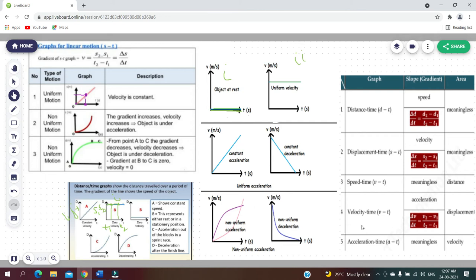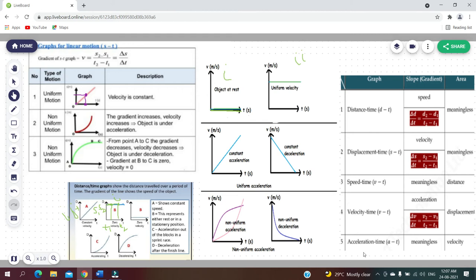Now, what does the area of a velocity time graph indicate? Area will be equal to the product of velocity and time, and the product of velocity and time, we very well know, gives us the displacement, and the product of speed and time gives us the distance. So the area under the velocity time graph indicates displacement, and the area under the speed time graph gives us the distance.